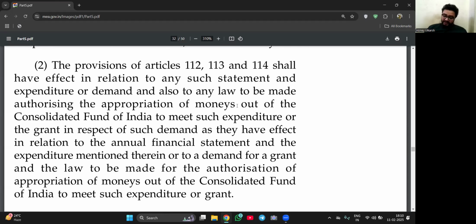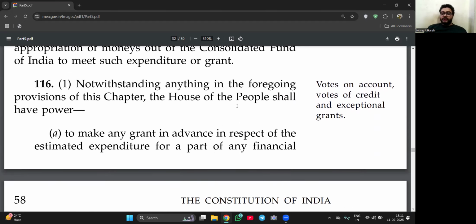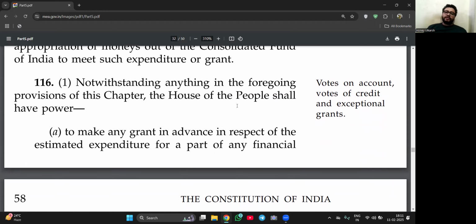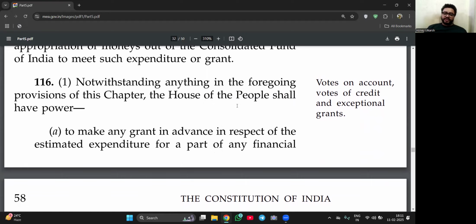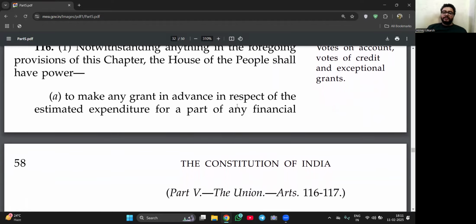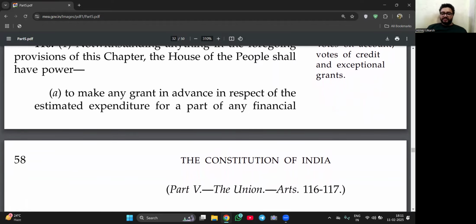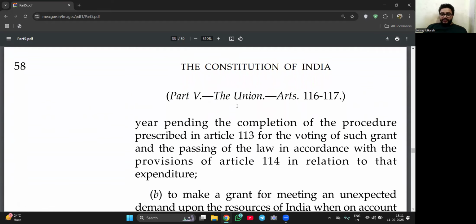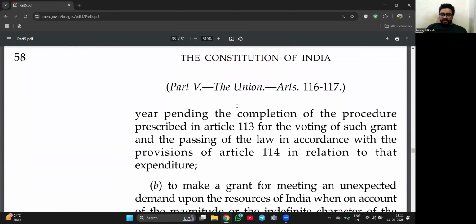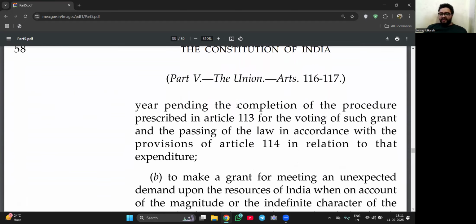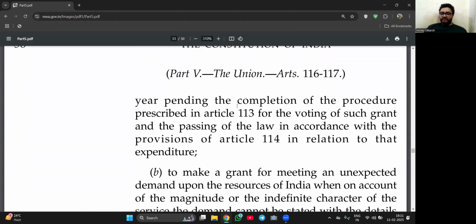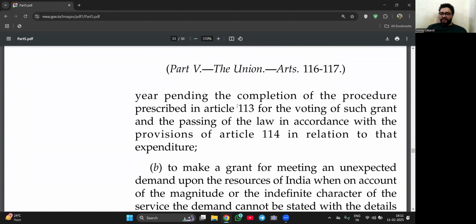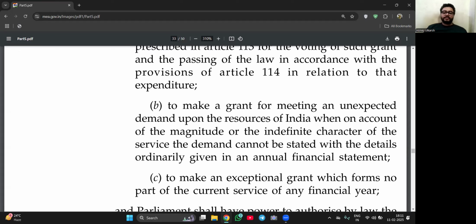Now, reading upon Article 116: votes on account, votes of credit, and exceptional grants. Clause 1. Notwithstanding anything in the foregoing provisions of this chapter, the House of the People shall have power to make any grant in advance in respect of the estimated expenditure for a part of any financial year pending the completion of the procedure prescribed in Article 113 for the voting of such grant and the passing of the law in accordance with the provisions of Article 114 in relation to that expenditure.